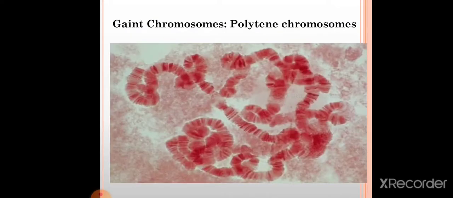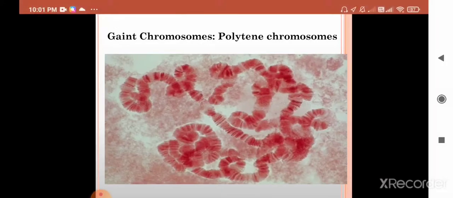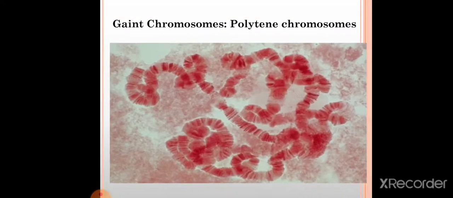Now this picture shows you how the Polytene chromosomes look when stained, and this is the salivary gland chromosome of Drosophila. Now these chromosomes were first seen in the salivary gland cells of dipteran species like Drosophila and Chironomous, and because of which it is called as salivary gland chromosomes or Polytene chromosomes.